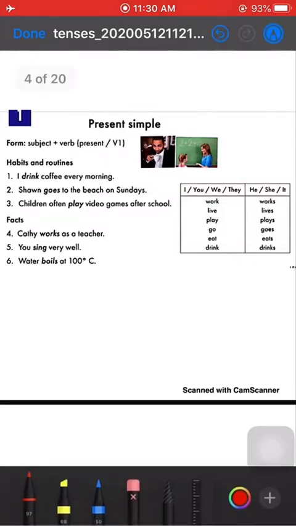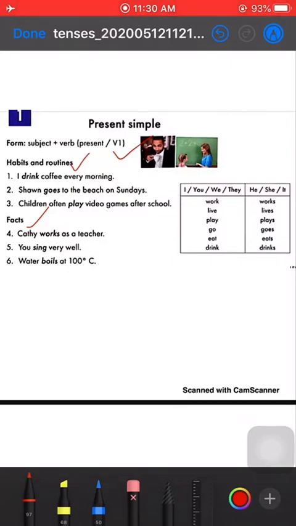Firstly, we used the formula which we have to remember. Subject can be I, you, we, they, he, she, it or a name, plus first form of verb, present form. There are two main uses of the present simple: habits and routines, and facts. There are many more uses. For example, it is also used for universal truths. For example, the sun rises in the east. That cannot be changed. ये कभी नहीं हो सकता कि sun west वाली side से rise करे, right? So the sun rises in the east. This is a universal truth.